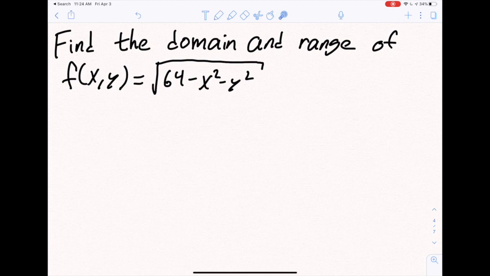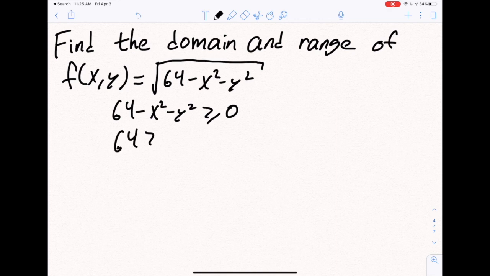Because we're dealing with a square root, we cannot have 64 minus x squared minus y squared be negative. Because if 64 minus x squared minus y squared is less than 0, then the square root isn't defined. So what we know is that 64 minus x squared minus y squared is definitely greater than or equal to 0. We can add an x squared and a y squared to both sides. So that gets us 64 is greater than or equal to x squared plus y squared. What we get is x squared plus y squared is less than or equal to 8 squared.